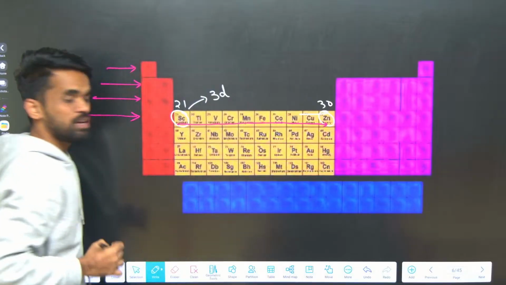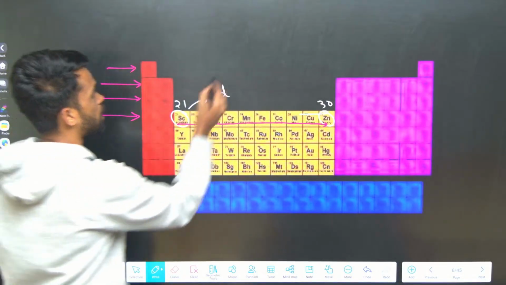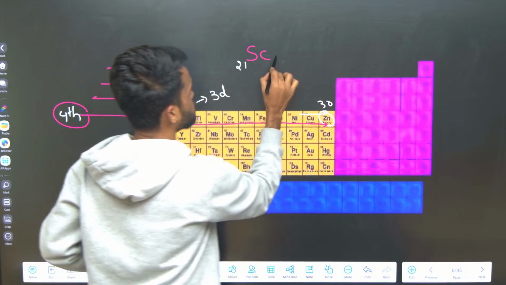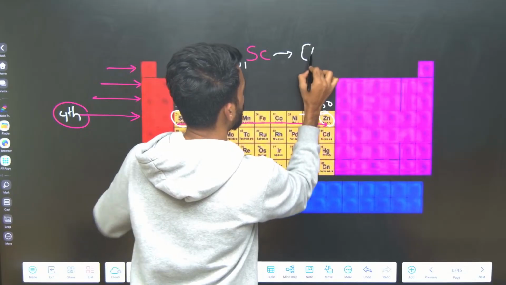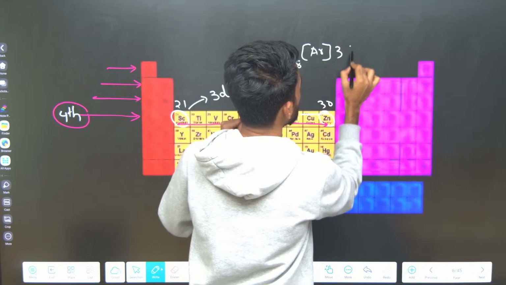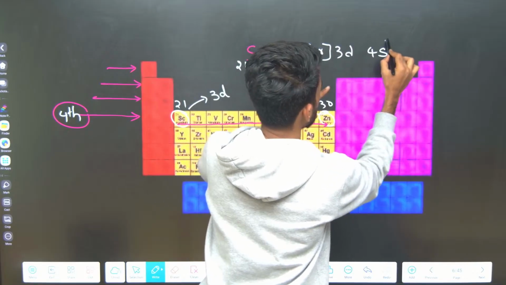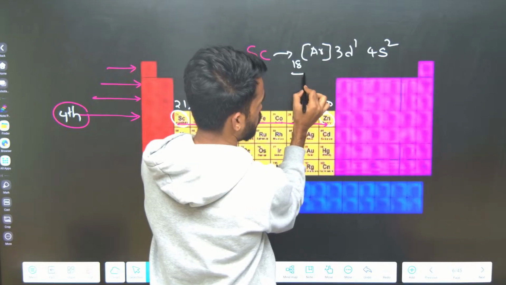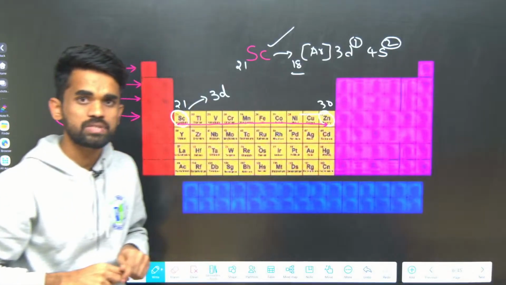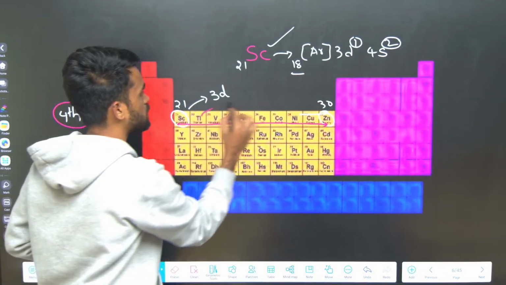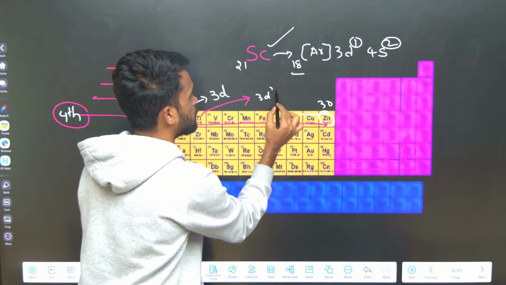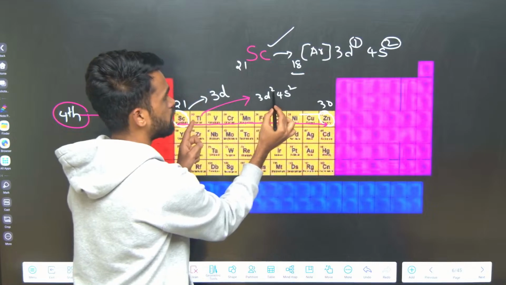What is the electronic configuration of scandium? Scandium has atomic number 21. You can write argon, which is 18, and after this 18 you have 3d and 4s: 4s2, 3d1, so 18, 19, 20 and 21. This is the electronic configuration of scandium. The next, titanium, atomic number 22, is 3d2 and 4s2.